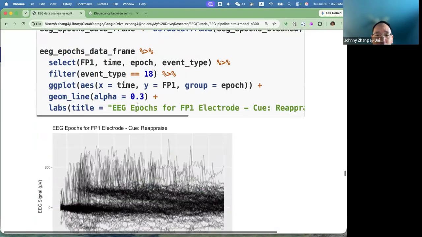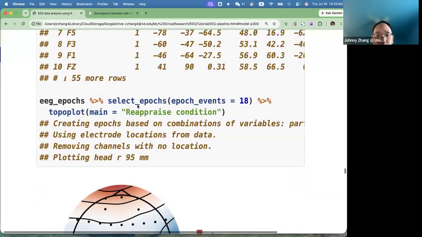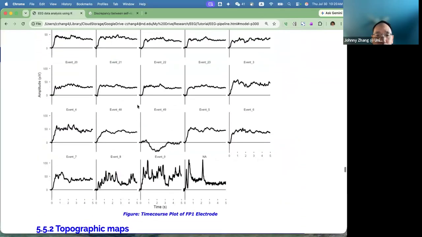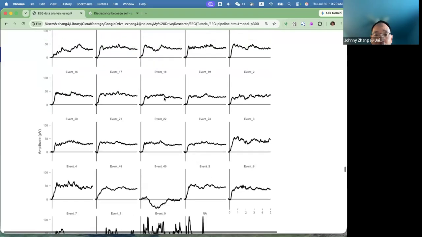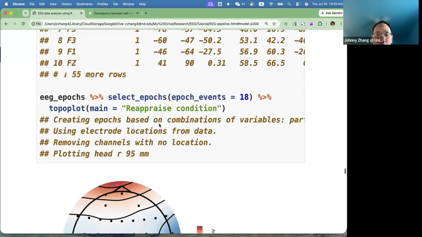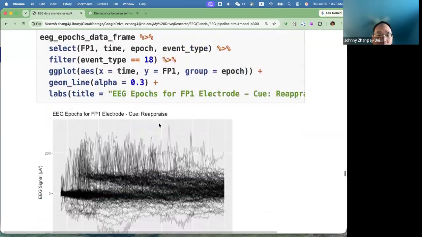So if you go back to here, this is FP1, right? And this is 18 and 19. So basically I get the maximum of this value for each epoch. And then I do a t-test. So this is what I did in the data analysis here.